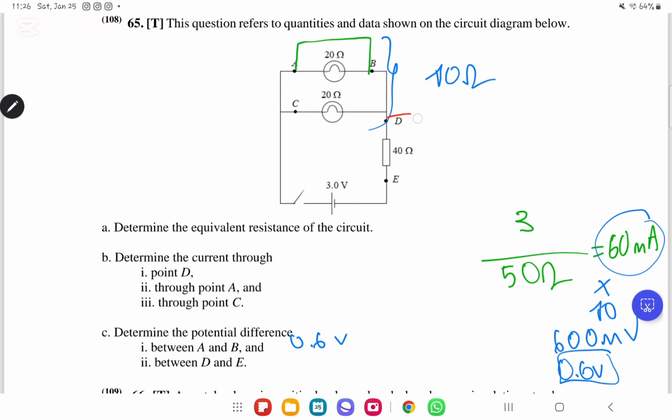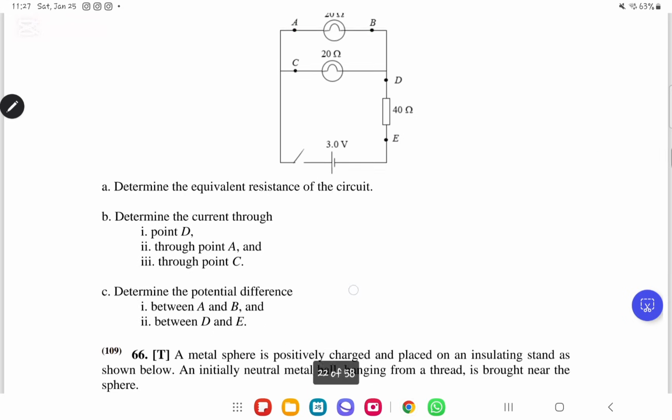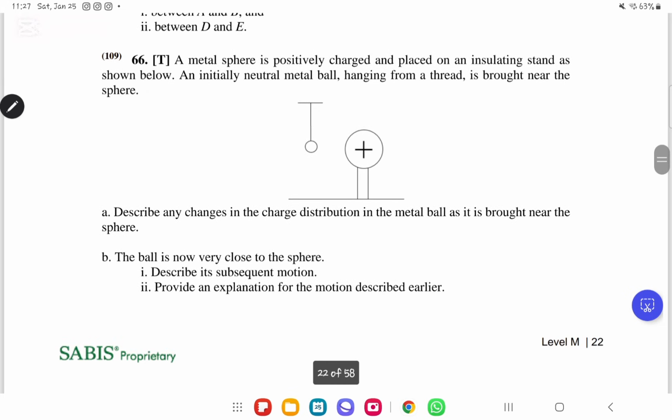Now between D and E, it's going to be this current, which is 60 milliamperes, times 40. So it is going to be 60 times 40, which is 2,400 millivolts, and to change it to volts, it's going to be 2.4 volts. That's it for question number 65. We move on to question number 66.